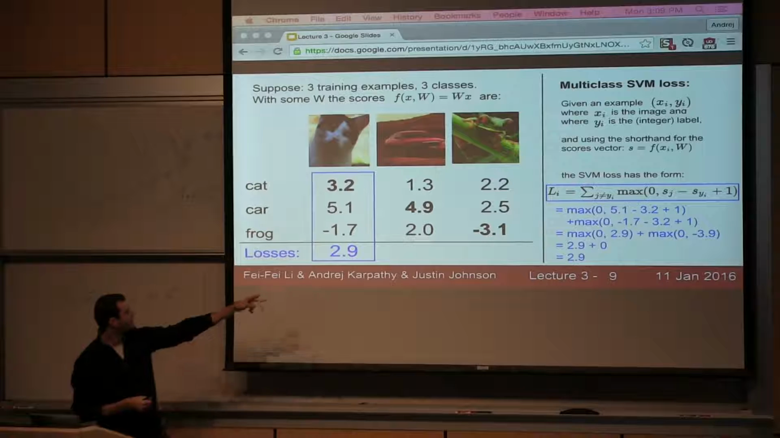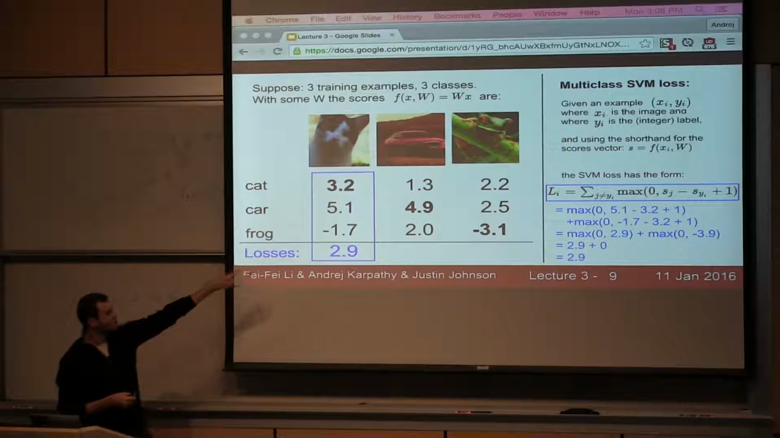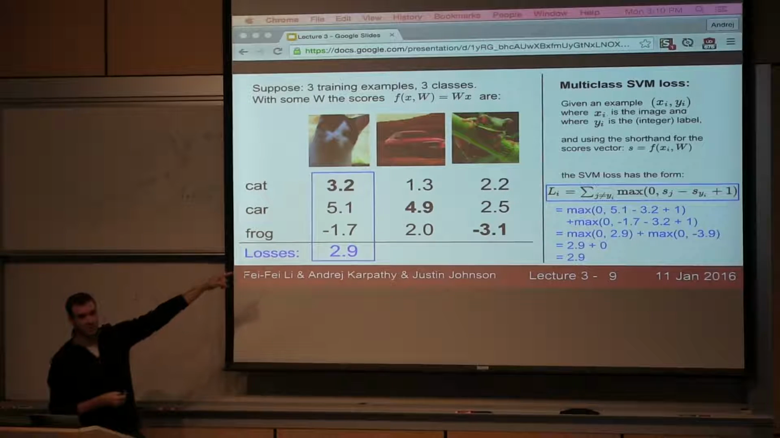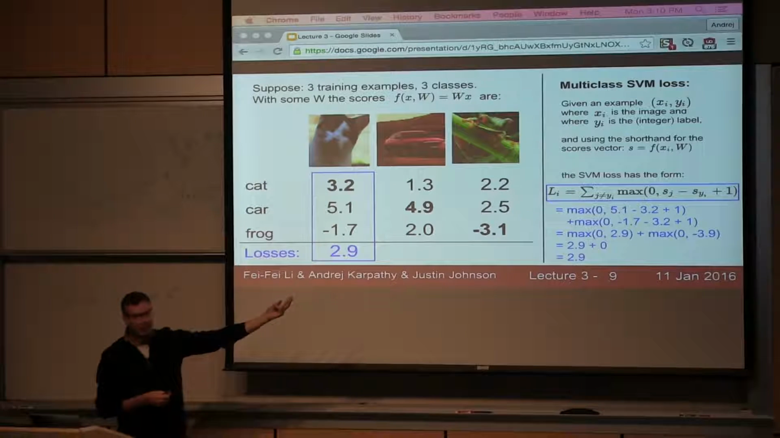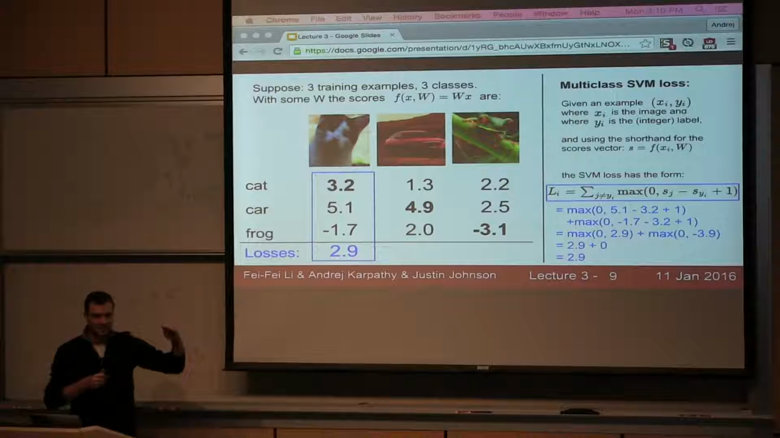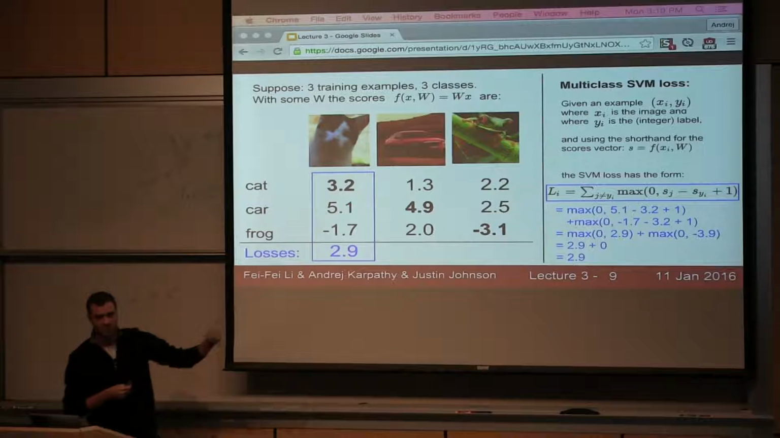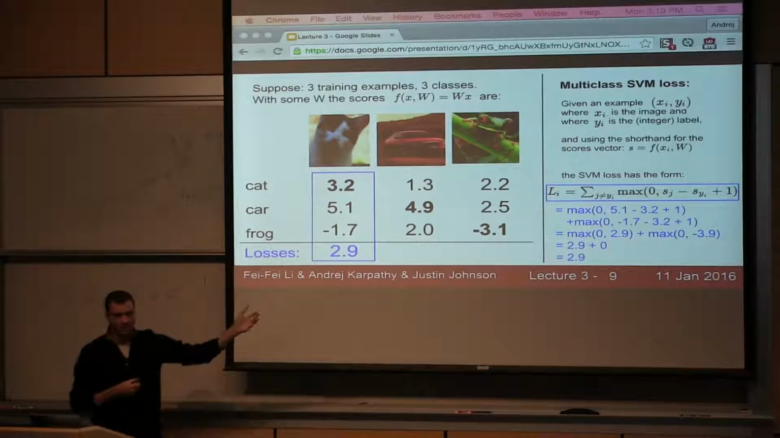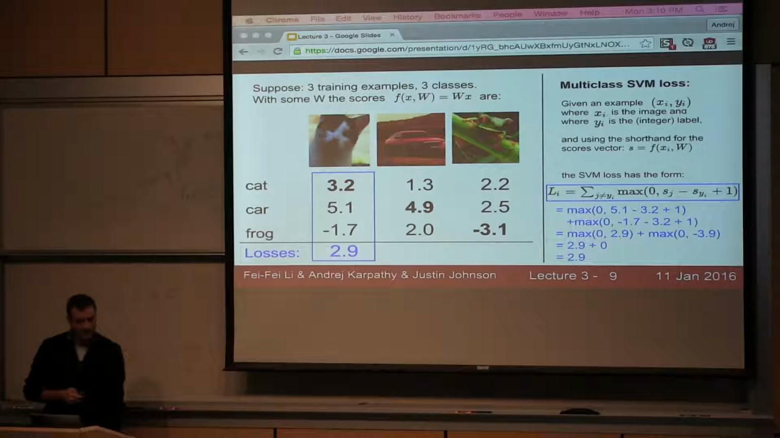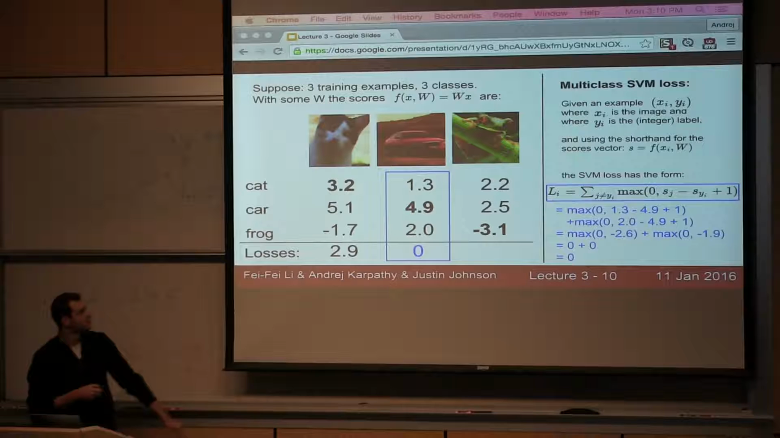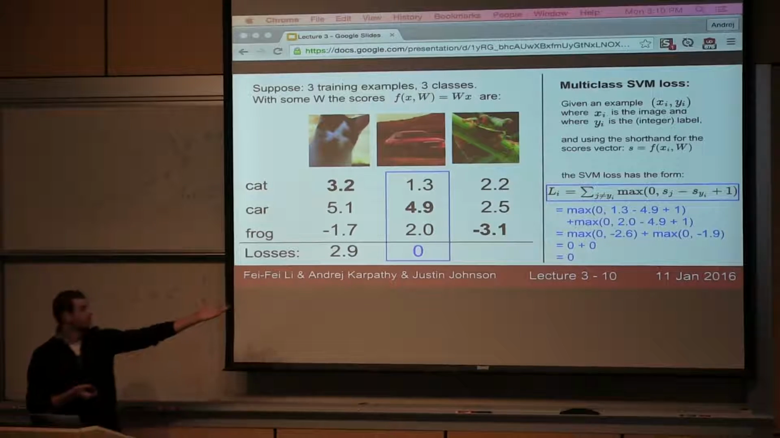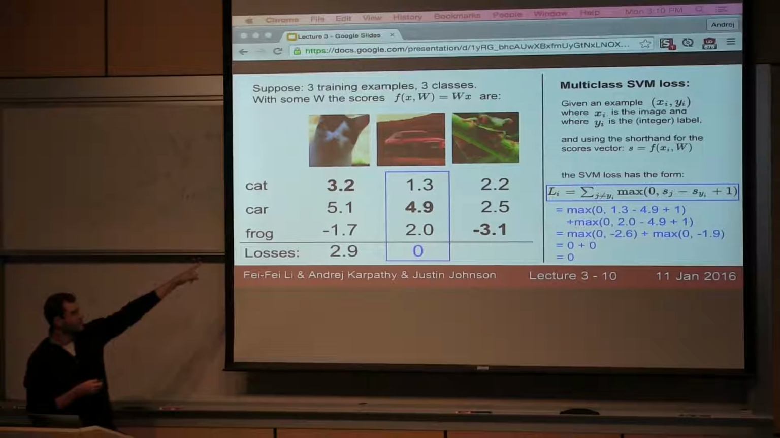And in the other case, in the frog case, you can see that the frog score was quite a bit lower, below 2.2. And so the way that works out in the math is that you end up getting a negative number when you compare the scores, and then the max of 0 clamps it at 0, so you get a 0 loss contribution for that particular part, and you end up with a loss of 2.9. Okay? So that's the loss for this first image. For the second image, we're going to again do the same thing, plug in the numbers. We're comparing the cat score to the car score.